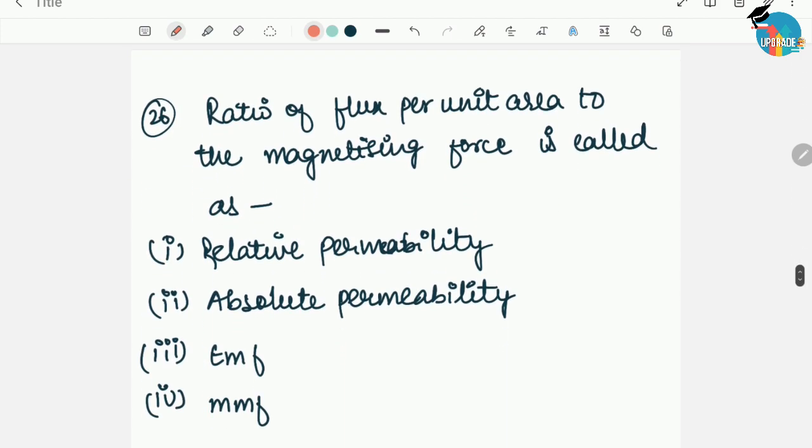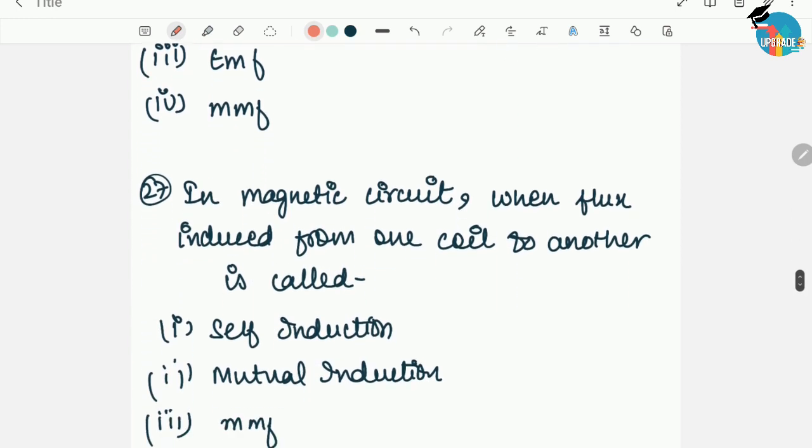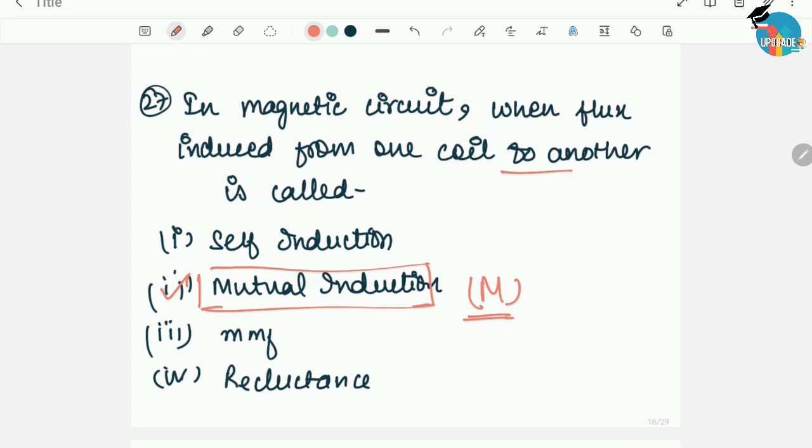The next question asked was, the ratio of the flux per unit area to the magnetizing force is called. Options are relative permeability, absolute permeability, EMF, and the last option is MMF. The correct answer is option A, that is relative permeability. The next question is, in a magnetic circuit, when flux from one coil is induced in another coil, it is called mutual induction. Option B is the correct answer. It is known as the mutual induction M.